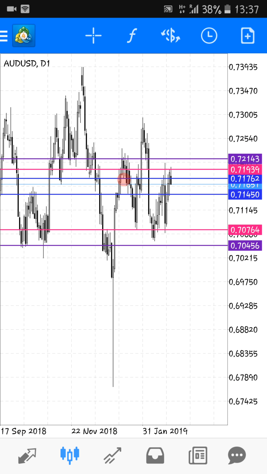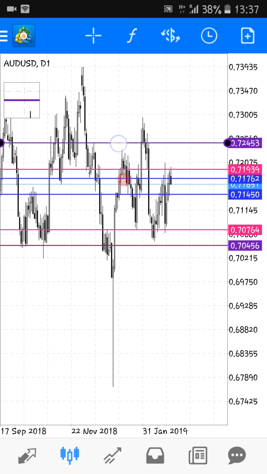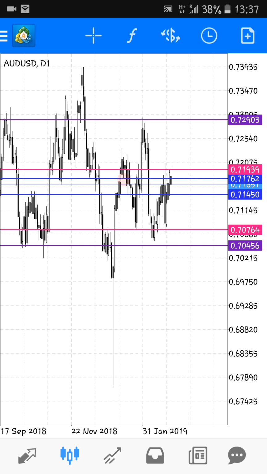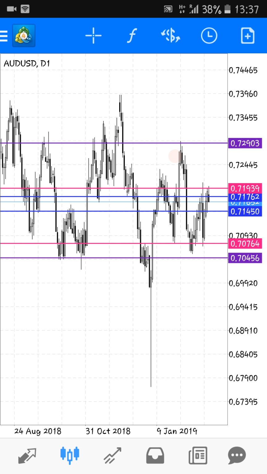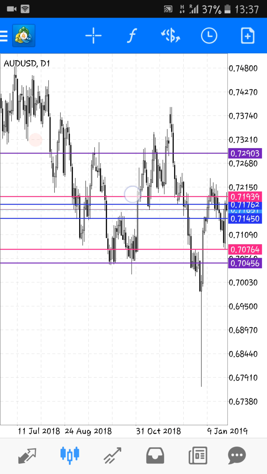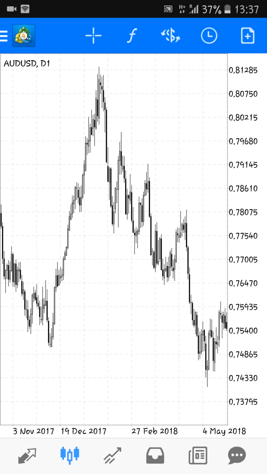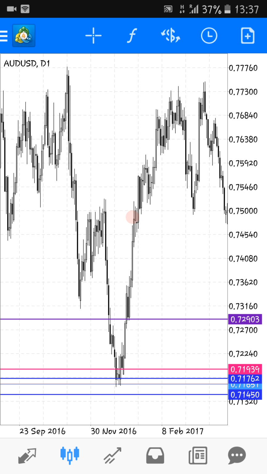So if I like, I can maybe move it up, let's say to this level here, because there we had a touch as resistance, there we had some touches, there we had a touch, and it is a much better level maybe than what I would have had before.